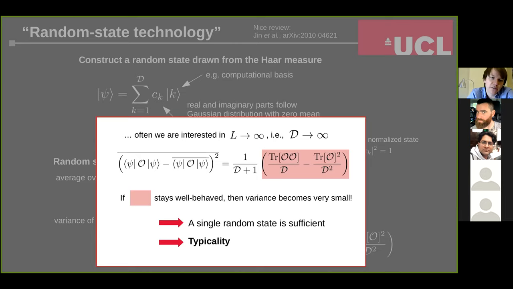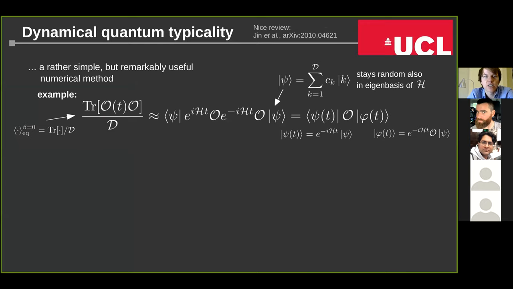So, well, a trace of some operator might not be too interesting. What is more interesting is that you can extend this notion of typicality to time-dependent quantities. And this is what in the literature is often referred to as dynamical quantum typicality. And I here want to show you just one example of how this might be useful. So say you consider such an equilibrium average at infinite temperature. At infinite temperature, this equilibrium average reduces just to the trace divided by the Hilbert space dimension. And here we are interested in correlation functions, so time-dependent correlation functions of some operator O at some point t with itself at time zero. And also in this case, you can now replace the trace by a random pure state.